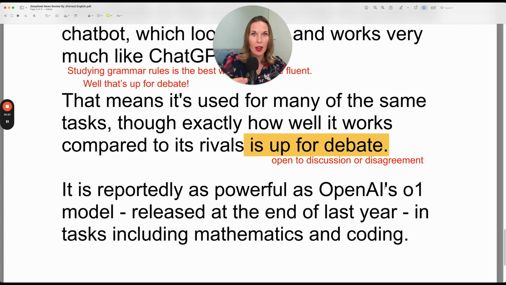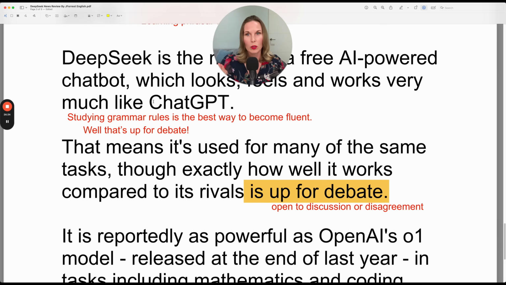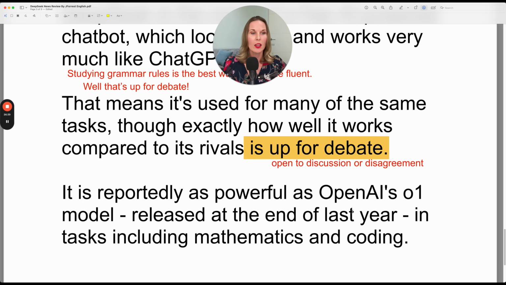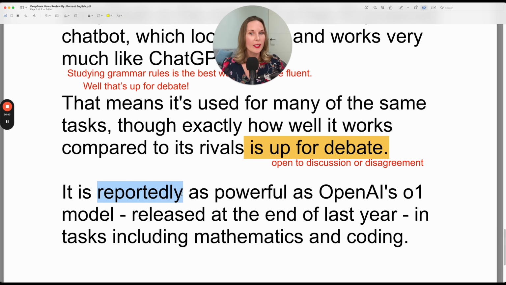So OpenAI, that is the company that released ChatGPT. So when it says OpenAI, it also means ChatGPT. OpenAI's O1 model. So it's reportedly. This is an important word because it means some people say or some people claim, but not everyone agrees. It hasn't been proven as fact, but some people say it. If you didn't have this word, it is as powerful as OpenAI. It sounds like it's a factual statement.